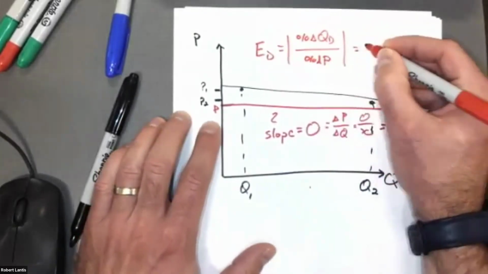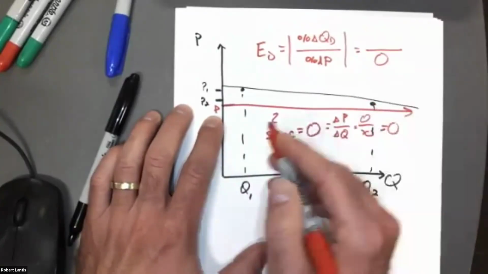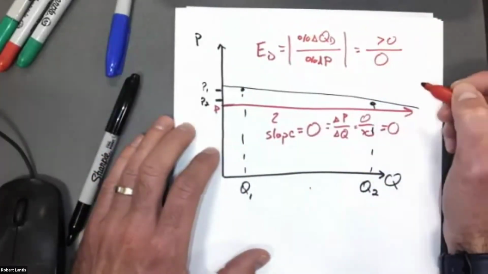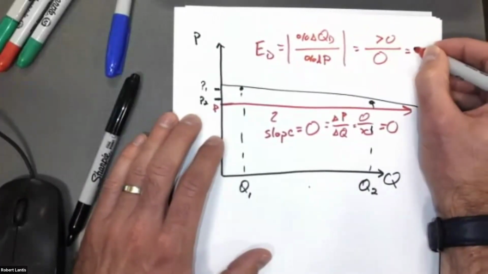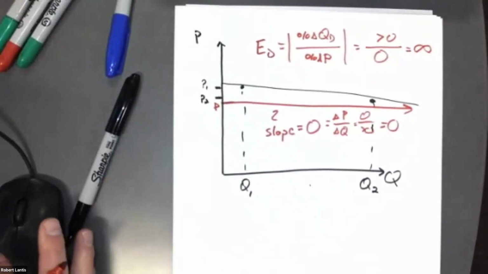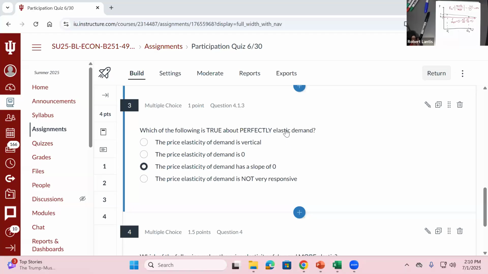So here, when the price is not changing, so there's no percent change in the price, we still see that the quantity demanded can change. Any number over 0 will give us this elasticity of infinity. Okay. So when we're thinking about which of the following is true about a perfectly elastic demand curve, it has a slope of 0, but its elasticity of demand would be infinite. So that one's not true.